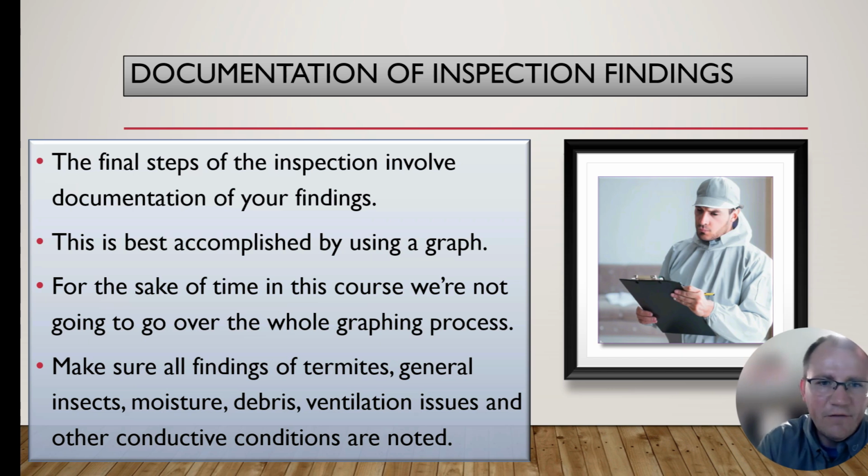So we mentioned before that each one of these steps you're finding wrong, you're going to need to document on a graph. For the sake of time in this course, we're not going to go over the whole graphing process, but just make sure you're putting all your findings, again, of termites, general insects, moisture, debris, ventilation issues, and other conducive conditions that are noted. These are the things you're going to need later because you can't really build a good treatment plan without having good documentation of what you found. Then it's much easier to make solutions to solve the problems you have.